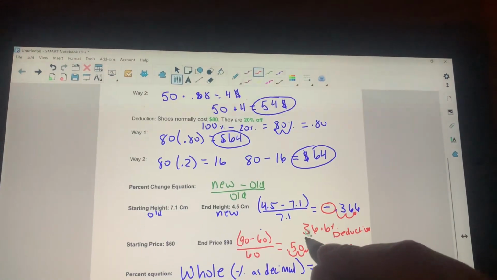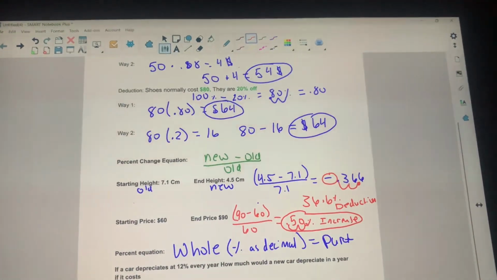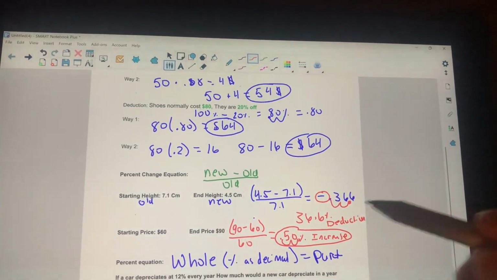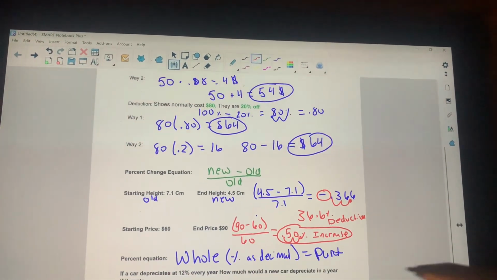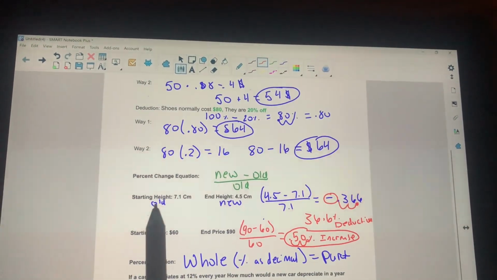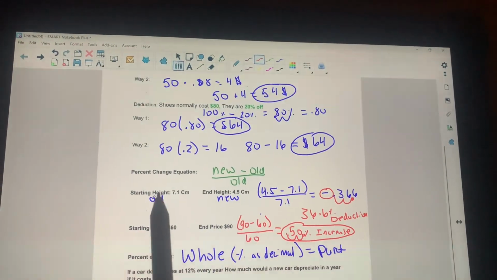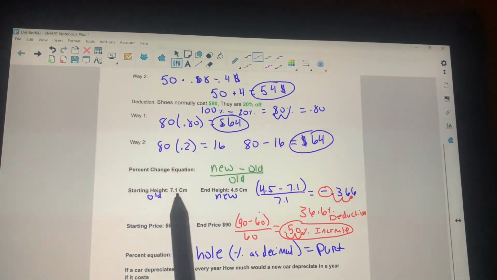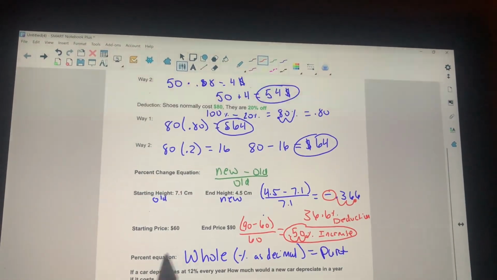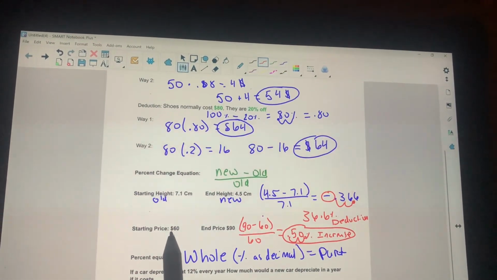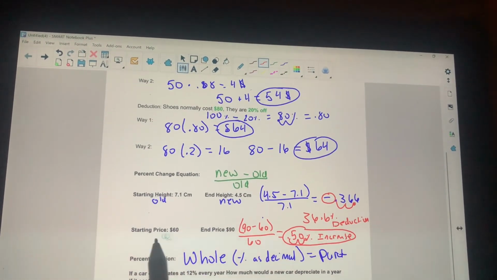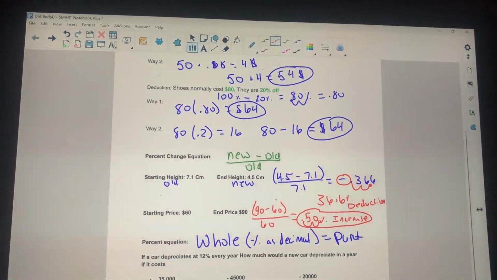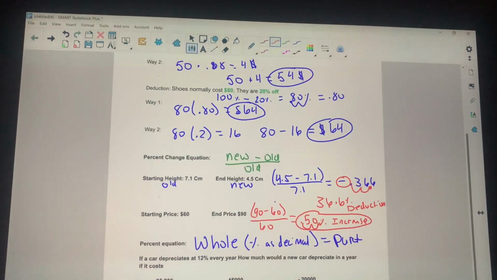So one way to figure out that we have an increase or decrease is just to see if we have a negative in front of our math. If we have a negative, it's a decrease. If we don't, it's an increase. Another thing we can look at is our old and our new. When our old value is larger than our new value, like in the first one, it's a deduction. When our old value is smaller than our new value, like in the second one, it's going to be an increase. So that's 2 ways that you can kind of look and just see if it's going to be an increase or decrease real quick.